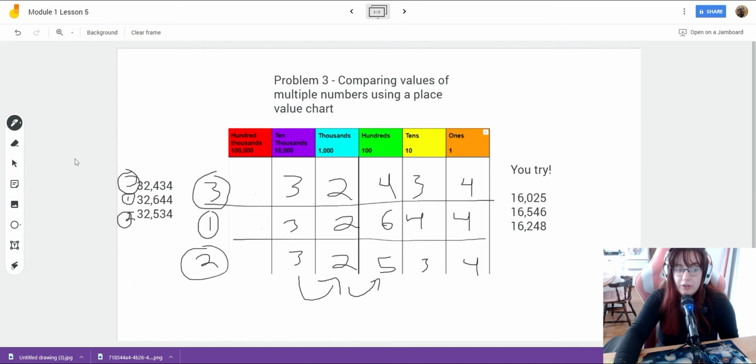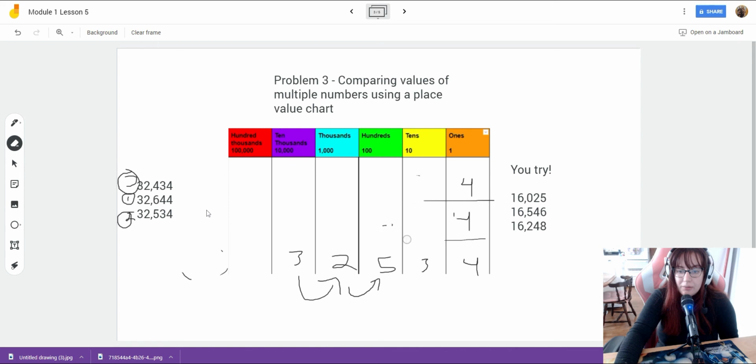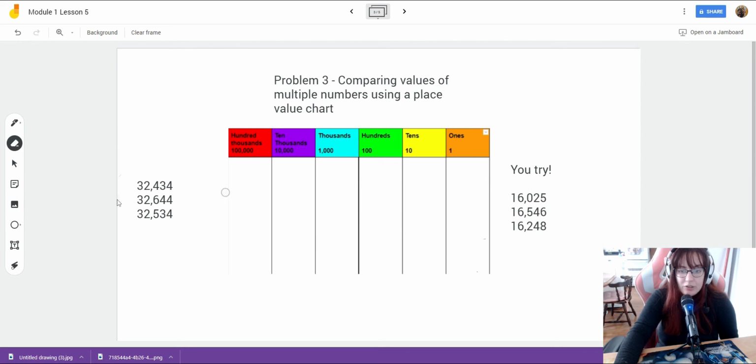So fourth grade, what you are going to try now is you're going to try these numbers off to the side: 16,025, 16,546, and 16,248. So you're going to take these three numbers, write them in the charts, compare them, and then put them in the correct order from greatest to least.